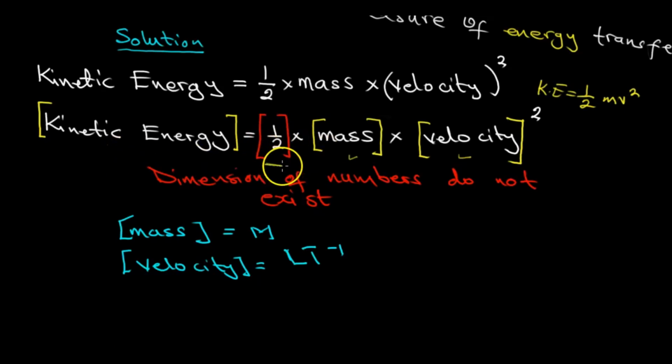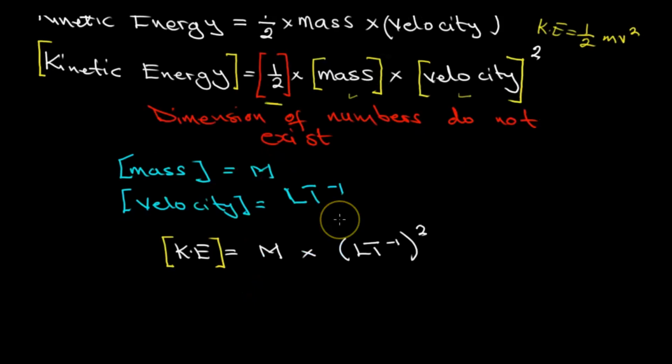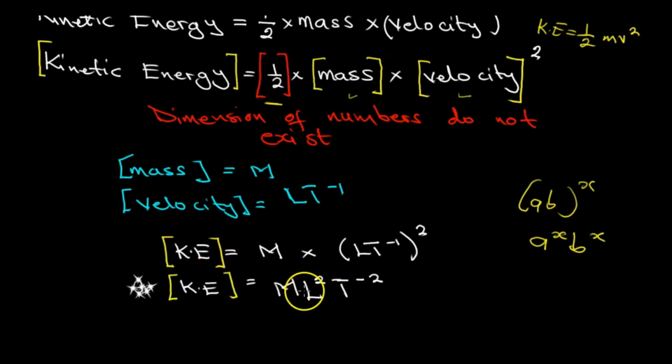Remember, we said we don't take dimension of numbers. So kinetic energy is mass times LT exponent minus 1 all raised to the power 2. As a law of indices, we know that if you have AB all raised to the power x, when expanding the bracket you get A exponent x, B exponent x. So this L will be raised to the power 2 and T exponent minus 1 will be raised to the power 2, which will make it ML squared T exponent minus 2. So this is the dimension of kinetic energy.